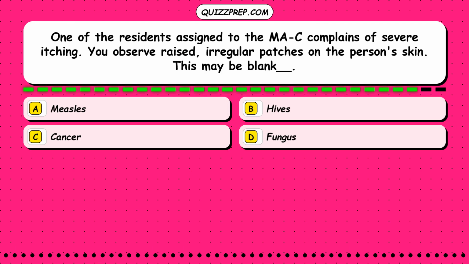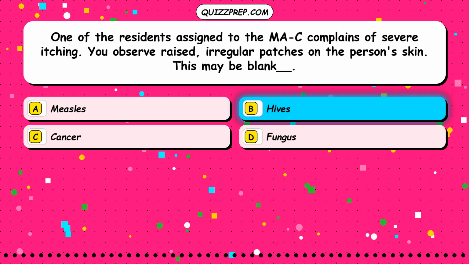Question 69. One of the residents assigned to the MA-C complains of severe itching. You observe raised, irregular patches on the person's skin. This may be blank blank. Option A, measles. Option B, hives. Option C, cancer. Option D, fungus.